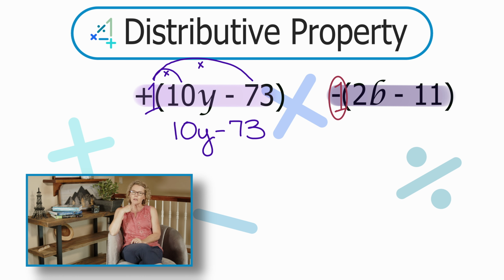-1 times 2b equals -2b. -1 times -11 equals +11. One common error is to not distribute the negative sign across both terms, so don't forget to do that. As you can see, the distributive property distributes the number in front to everything inside the parentheses.